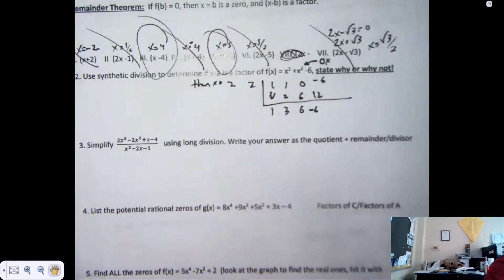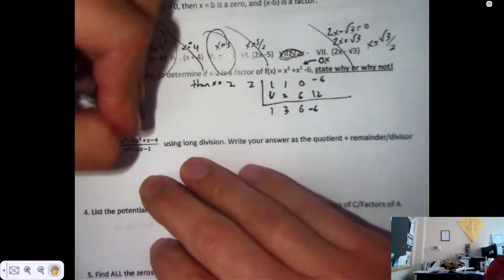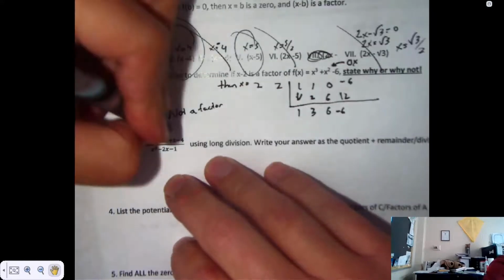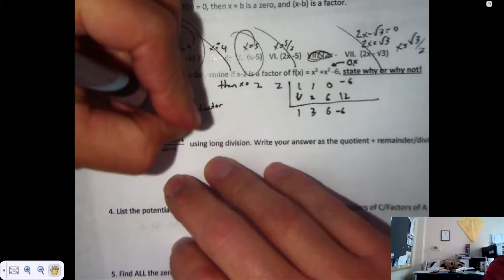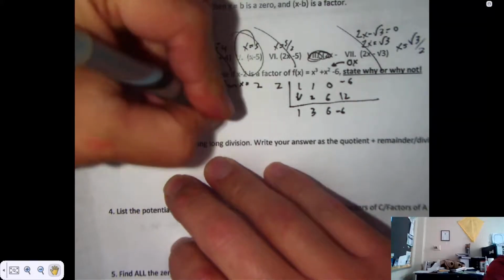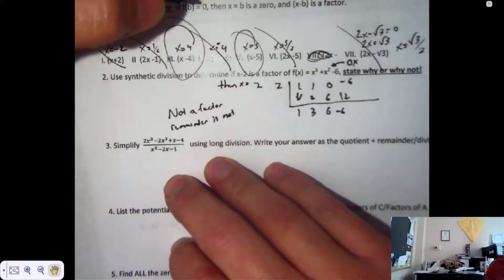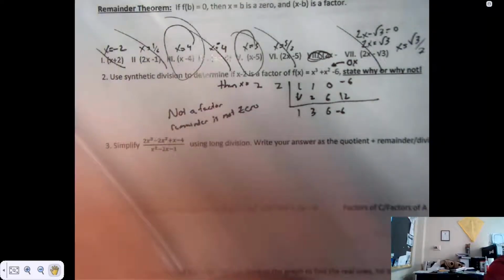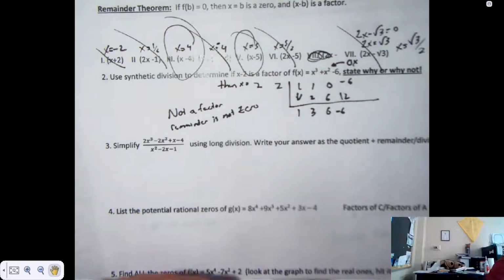Is it a factor? It's not a factor because the remainder is not what? 0. Oh, this number isn't supposed to be -6. Oh, it's +6 too. Thank you.